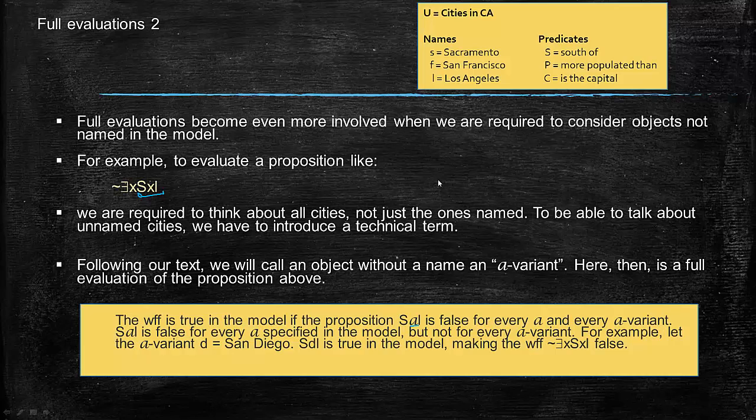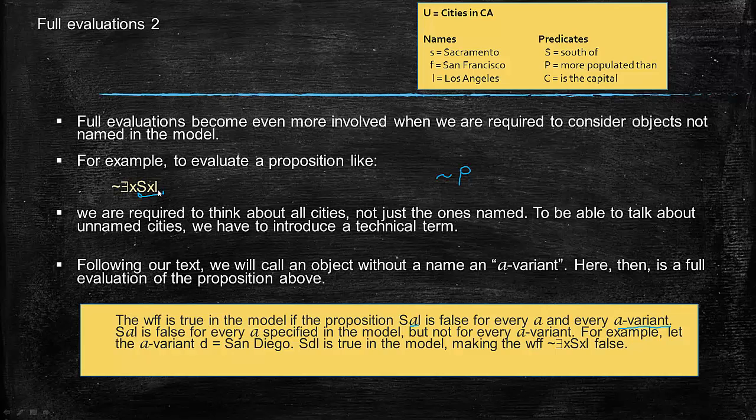If we say not P is true only if P is false. So this whole statement is going to be true only if SAL is false for any A that we stick in for X, and also any A variant. Well, then it just goes on to point out that, look, SAL is false for every A specified in the model.